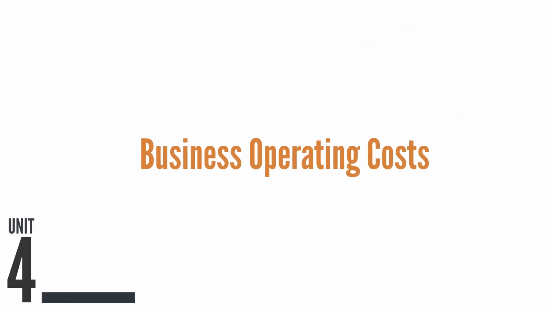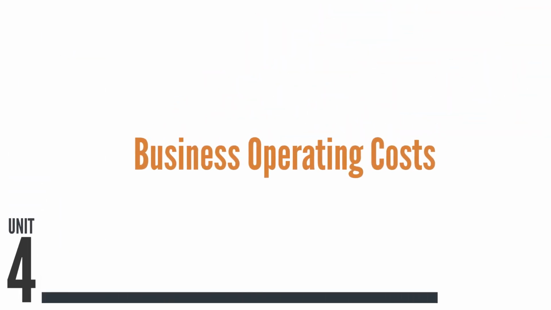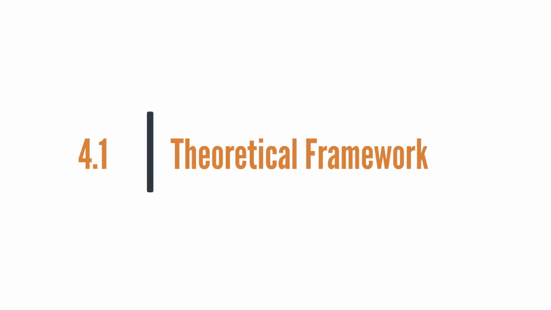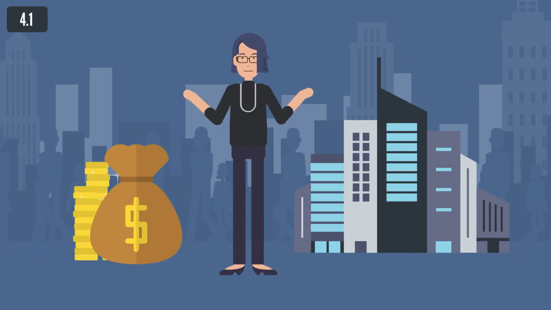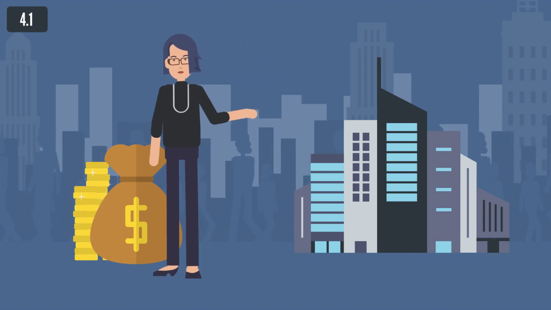Unit 4 Business Operating Costs. Each company bears business operating costs, for example for the purchase of equipment, materials, services, payrolls, etc.